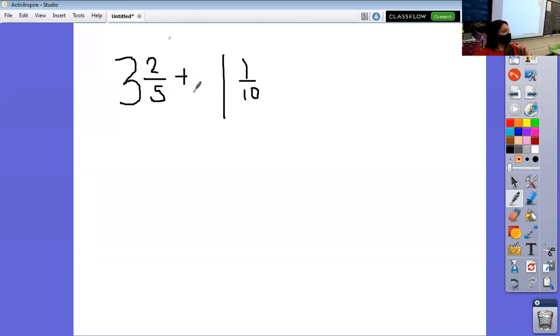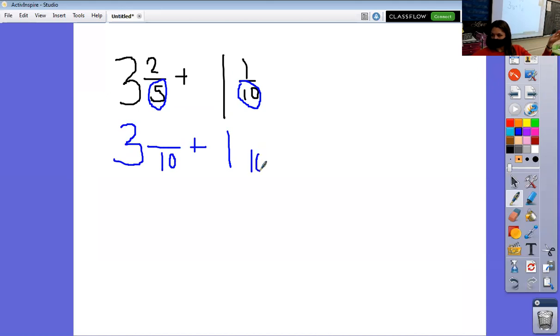Okay, I'm going to do the standard approach, which is keeping it in mixed number format and just converting the denominators to be the same, right? So what's the common denominator between 5 and 10? It's going to be 10. So how do I get a 5 to look like a 10? I have to multiply this fraction team times 2. So 2/5 becomes 4/10, right?